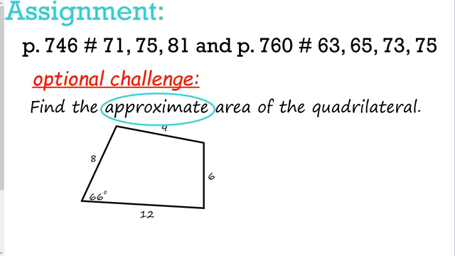Okay, so your homework assignment is to do a few problems where you're using the first area formula and a few problems where you're using the second area formula. And you're definitely welcome to try this challenge problem if you're interested in using those formulas and the law of sines and law of cosines to find the area of a quadrilateral. And if you do that, you can check your answer with me. Thanks, everybody.